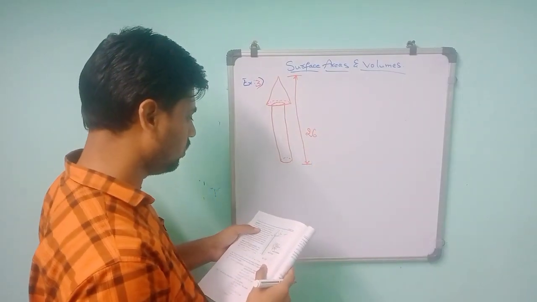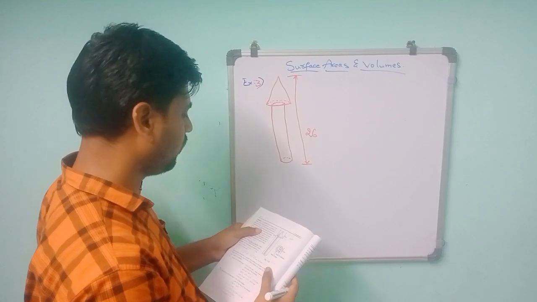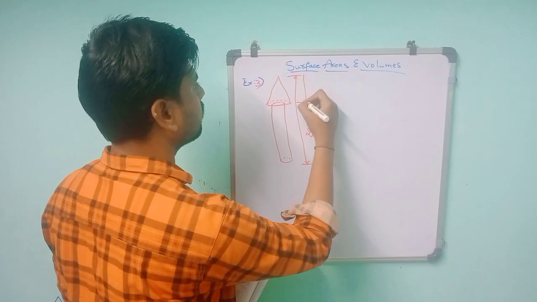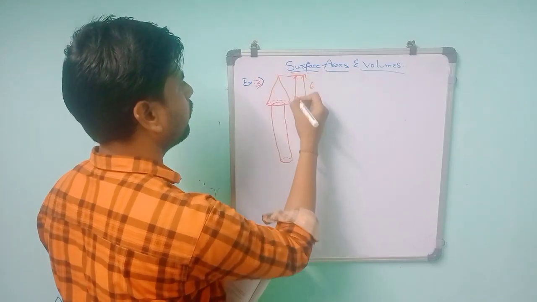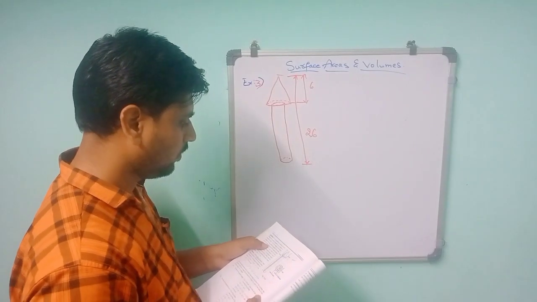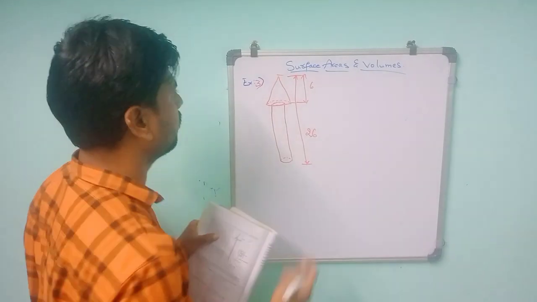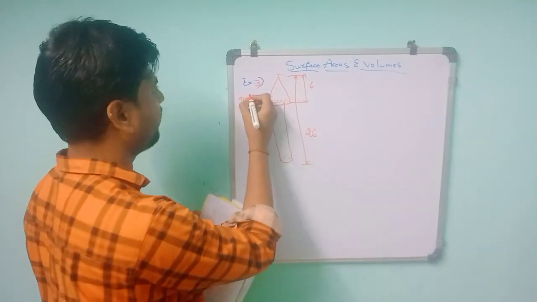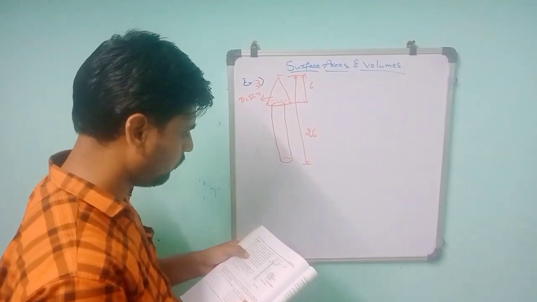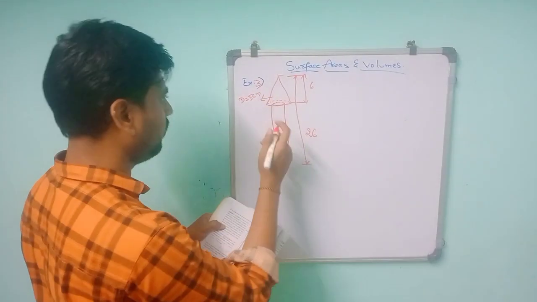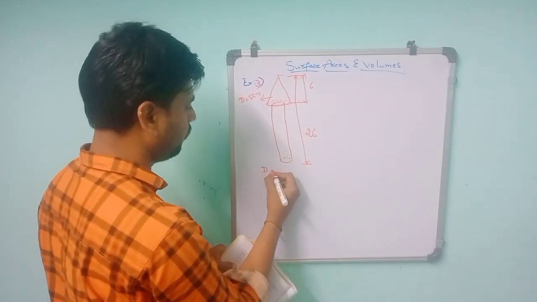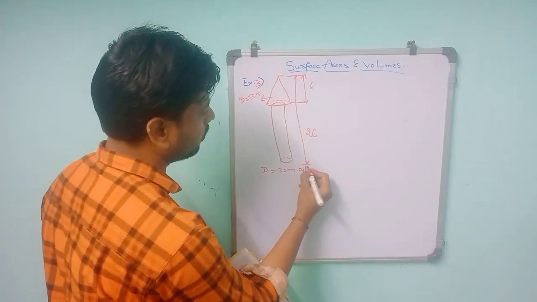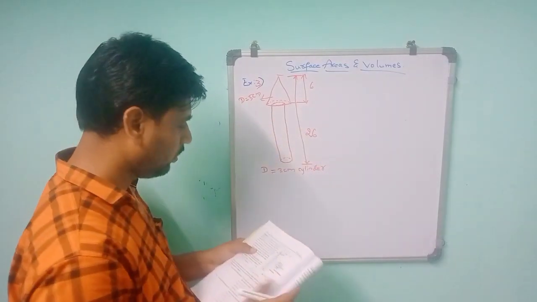The height of the conical part is 6 cm, from here to here. The base of the conical portion has a diameter of 5 cm. Then the base diameter of the cylindrical portion is given as 3 cm, so D is equal to 3 cm. This is the cylinder and that is the cone.